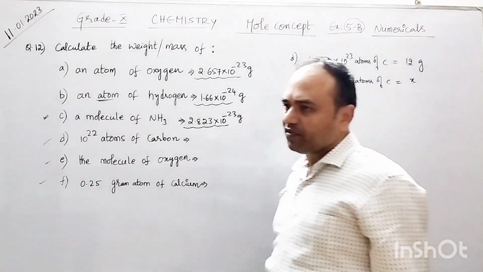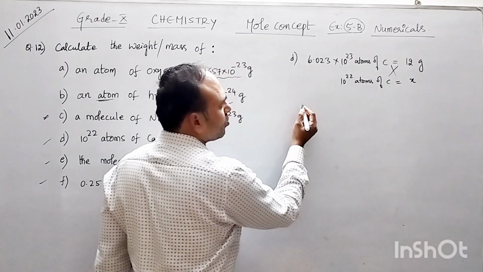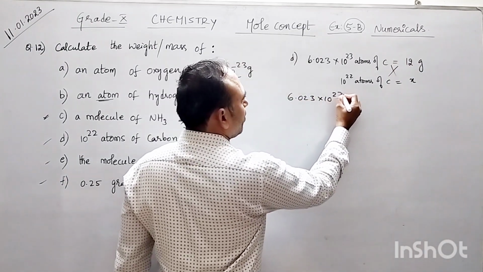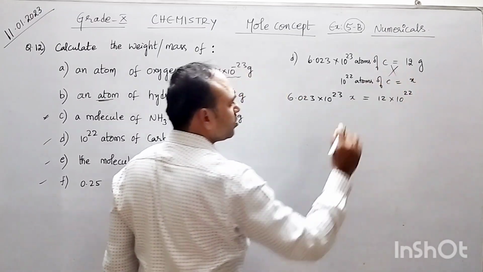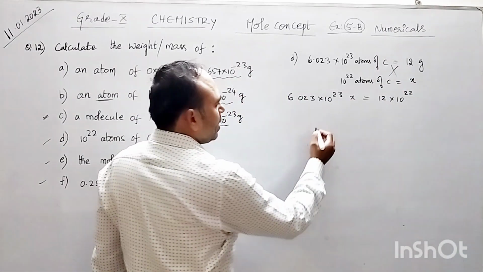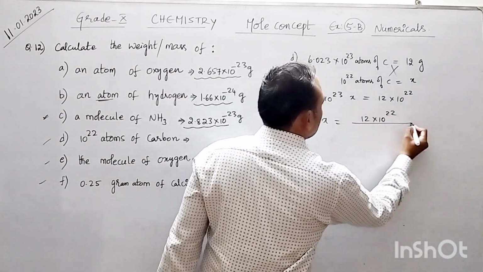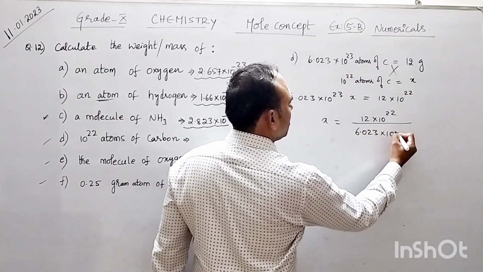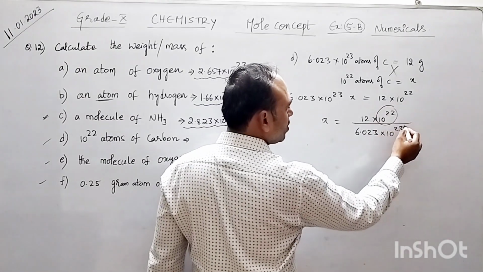What will be the mass of that? Take it as X. Cross multiply and calculate this. So we know that 6.023 into 10 to the power of 23 x is equal to 12 into 10 to the power of 22. Now take x and send this to the other side. This is in the denominator, 6.023 into 10 to the power of 23. So this can be easily cancelled out.